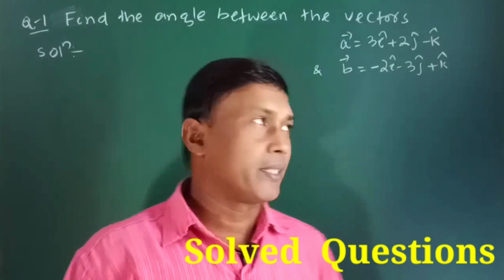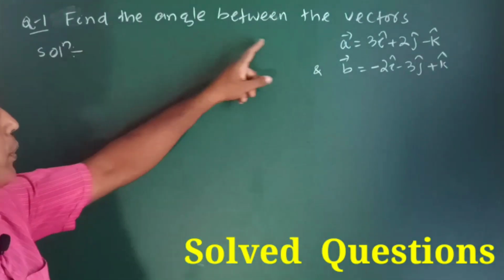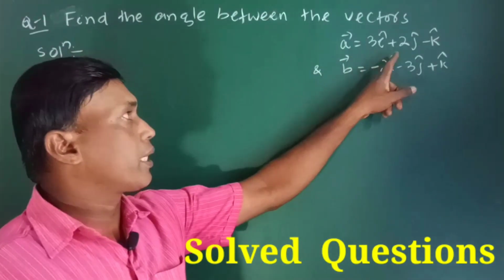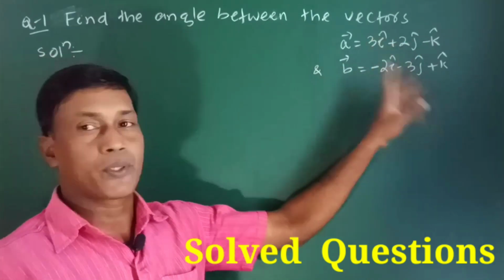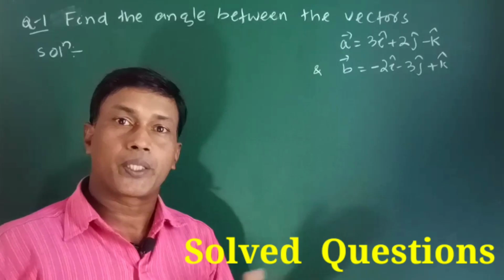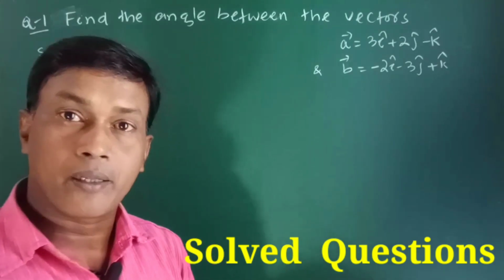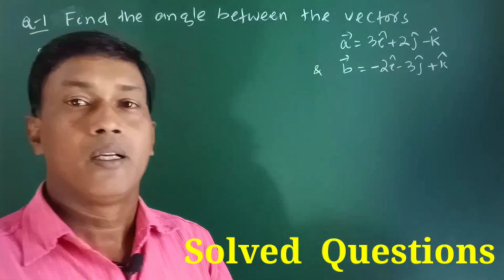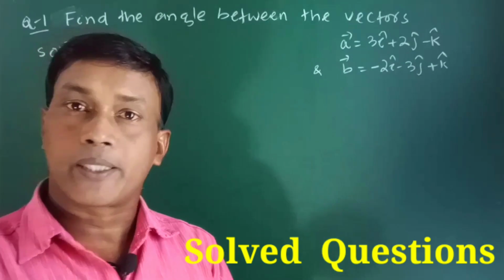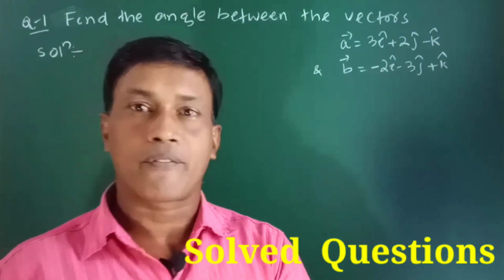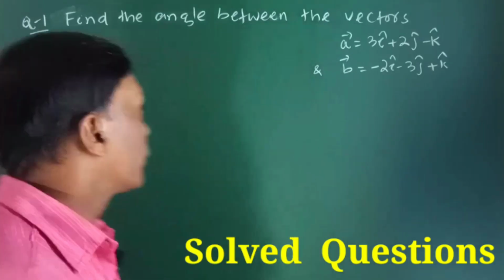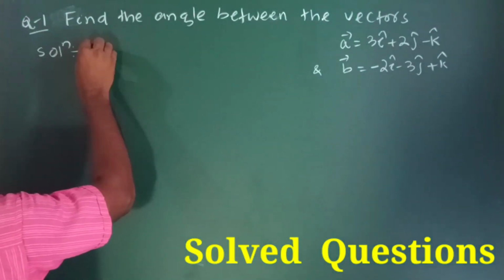The first question is: find the angle between the vectors a vector equal to 3i cap plus 2j cap minus k cap and b vector equal to minus 2i cap minus 3j cap plus k cap. These are the two given vectors and we have to find the angle between them. The angle between two vectors can be obtained with the help of the scalar product or dot product. How? Look here.